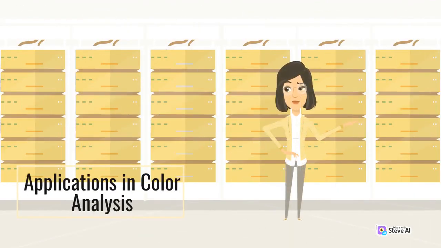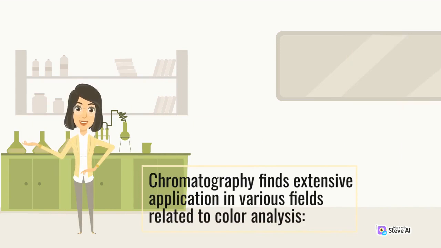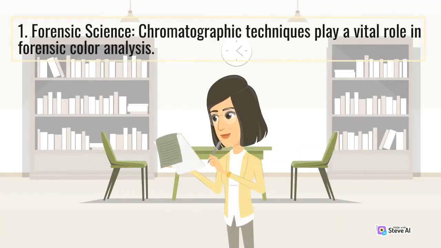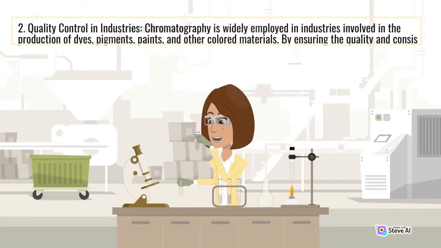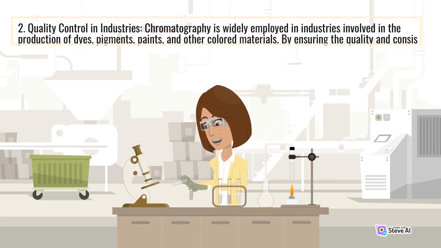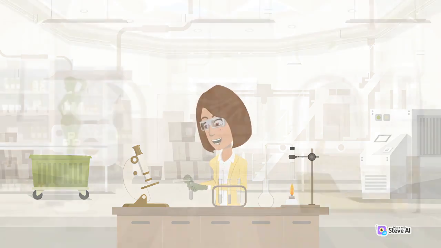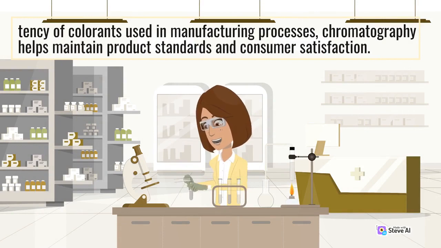Applications in color analysis. Chromatography finds extensive application in various fields related to color analysis. 1. Forensic science. Chromatographic techniques play a vital role in forensic color analysis. 2. Quality control in industries. Chromatography is widely employed in industries involved in the production of dyes, pigments, paints, and other colored materials. By ensuring the quality and consistency of colorants used in manufacturing processes, chromatography helps maintain product standards and consumer satisfaction.